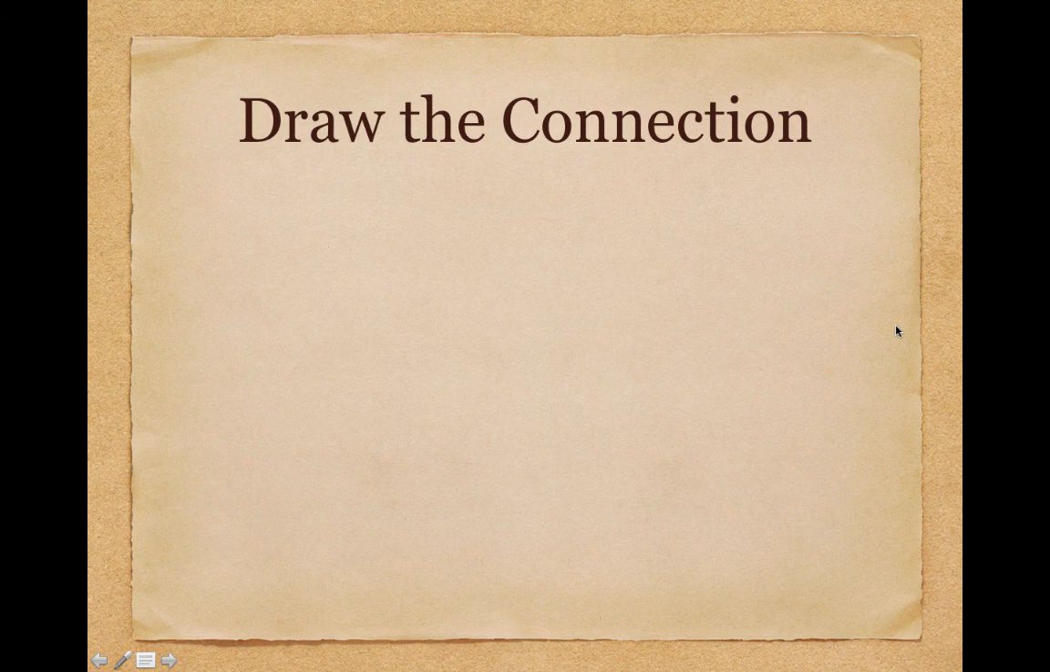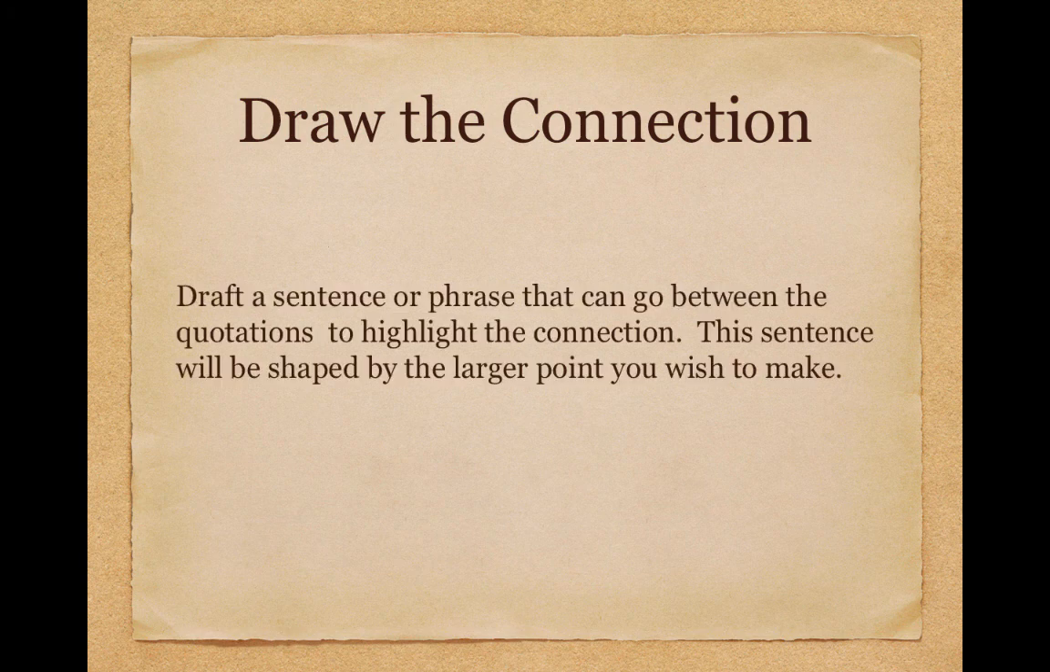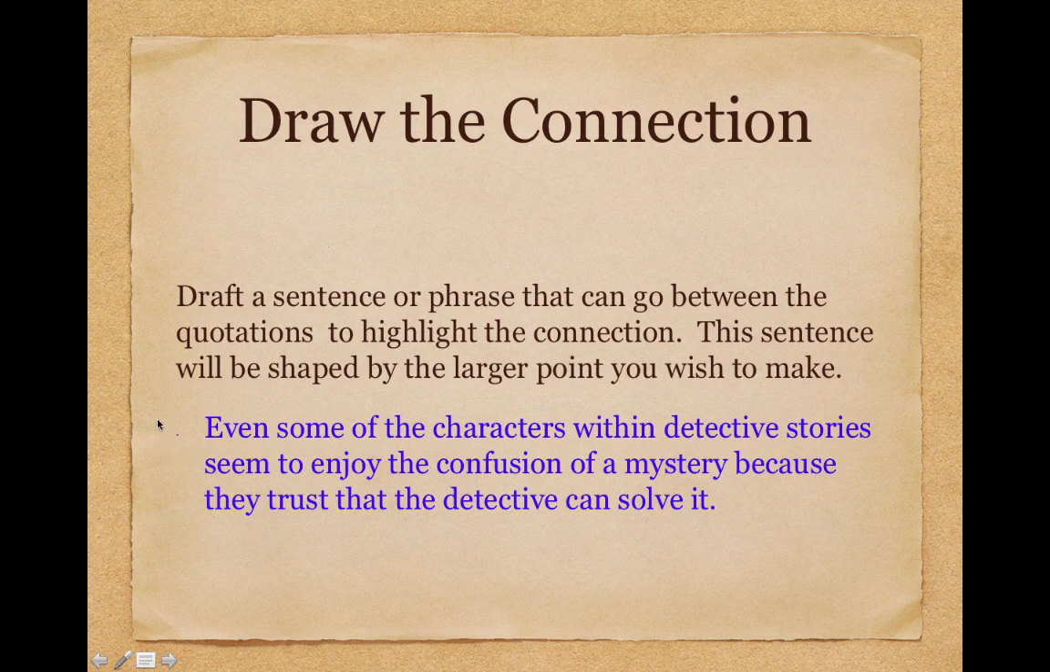All right, then I've got to draw a connection between the two chunks of text I've got now. I've basically got 3 sentences that relate to the Rafferty quote, and I've got 3 sentences that relate to the quote from the Doyle story. I've got to bring them together somehow, so I need to find something between them. So I need to draft a sentence or phrase that can go between the quotations to highlight the connection. This sentence is shaped by the larger point I wish to make. So here's one that I tried.